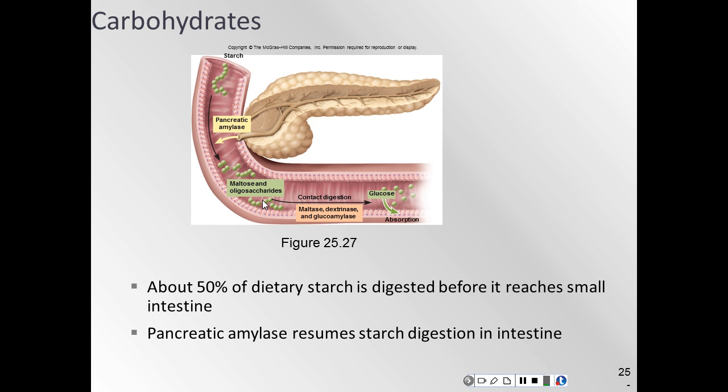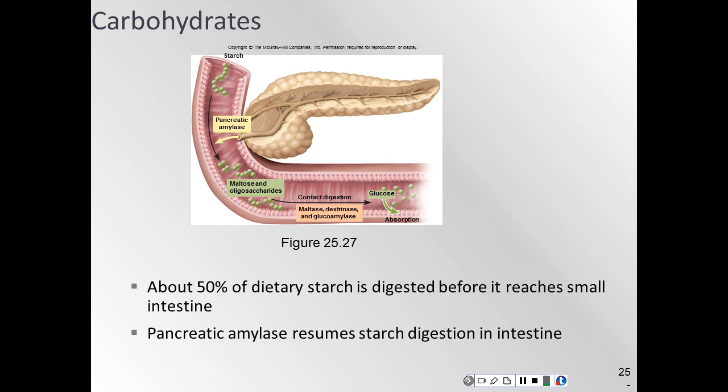Now digestion is completed as chyme contacts the brush borders and is exposed to the enzymes. So these are our brush borders here that we've talked about in a couple of videos. When the chyme makes contact with the brush borders, there are enzymes that the chyme is going to come into contact with, and that's the maltase, the dextrinase, and the glucoamylase.